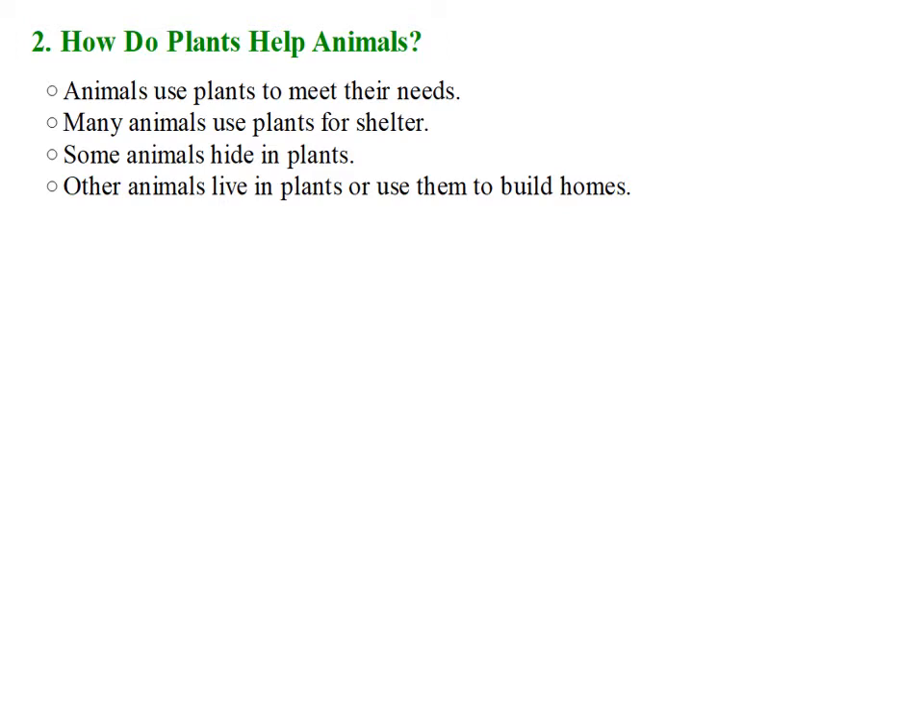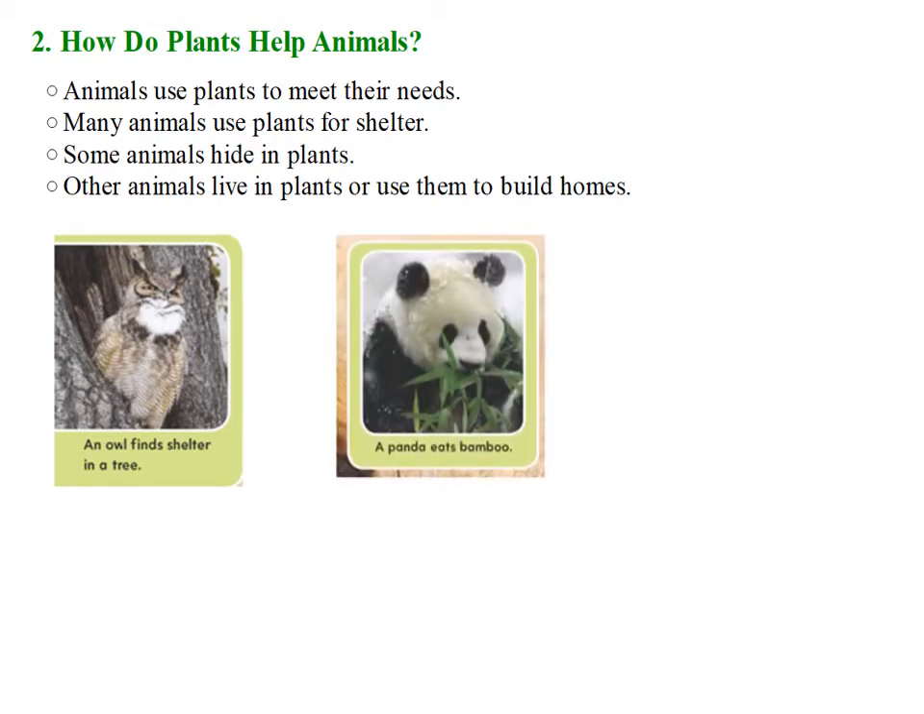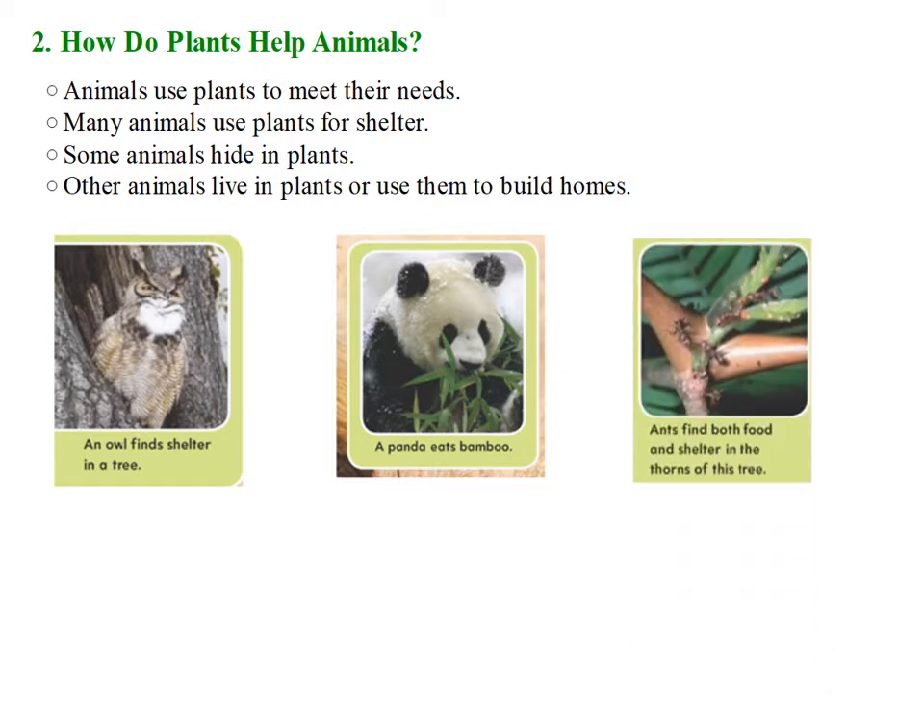Now we are going to see three different examples of animals that get help from plants. First example, an owl finds shelter in a tree. Second example, a panda eating bamboo, and bamboo is a kind of plant. Third example, ants finding both food and shelter in the thorns of this tree. So this is how plants can help animals.